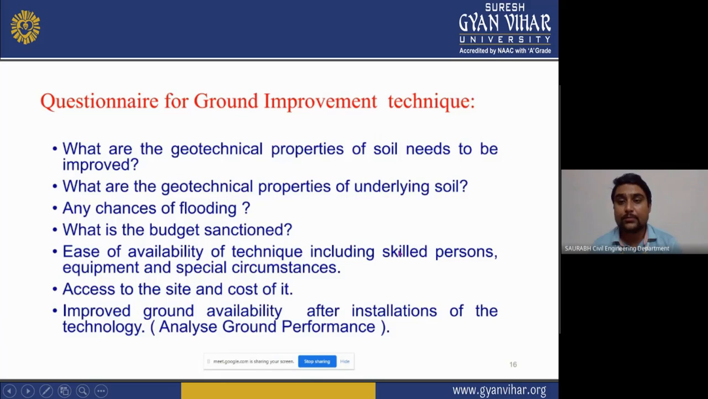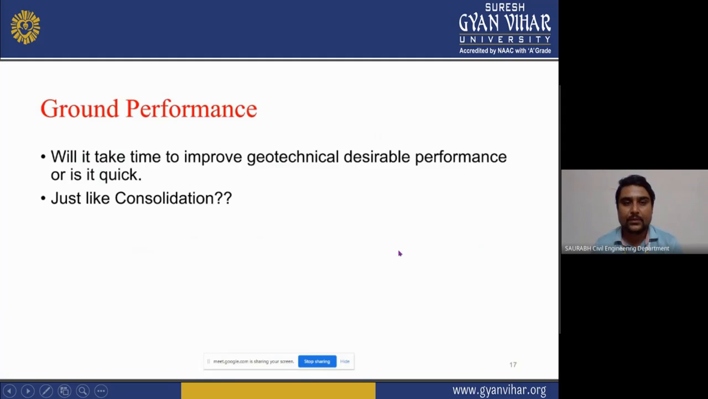What are the geotechnical properties of the soil that need to be improved? What are the geotechnical properties of the underlying soil? Are there any chances of flooding? What is the budget sanction? What is the ease of availability of the technique, including skilled persons, equipment and special circumstances, access to the site and cost of it? Is the improved ground available after installation of the technology? Here is the ground performance: will it take time to achieve the desirable geotechnical performance, or is it quick, like consolidation?